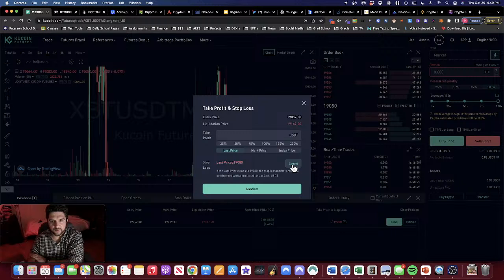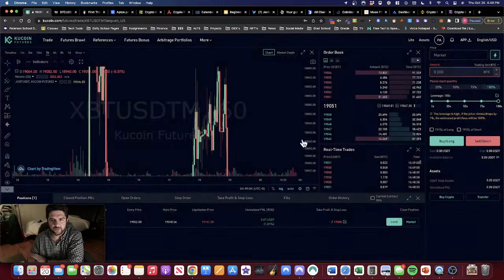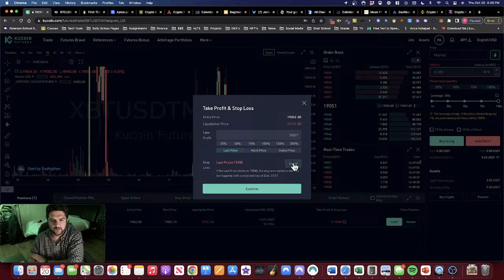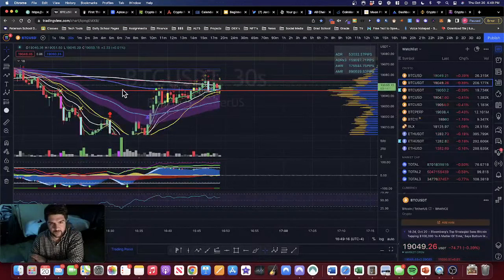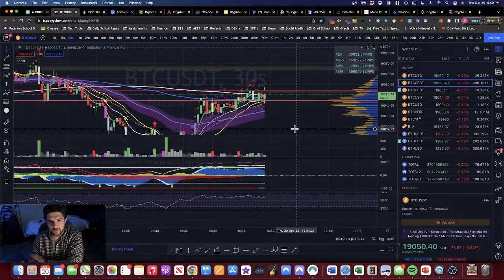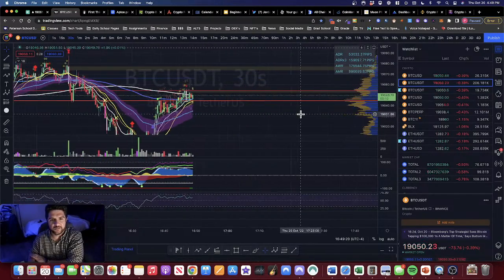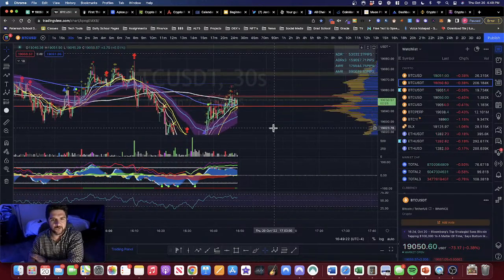Look at how I can't take this off. Look, KuCoin wants me to lose 50% of my money. Great. I'm flopping and groping right now. I'm over trading.